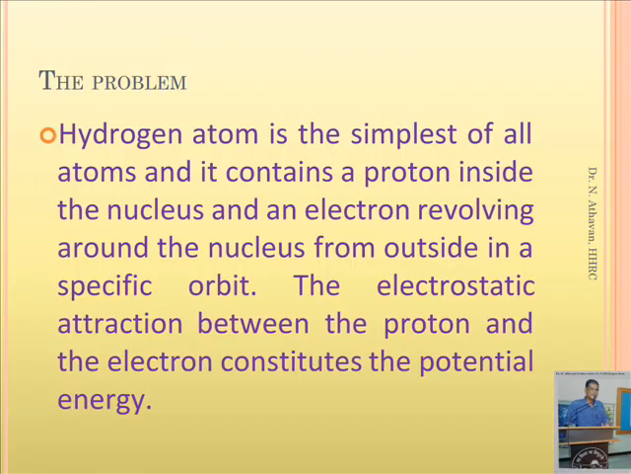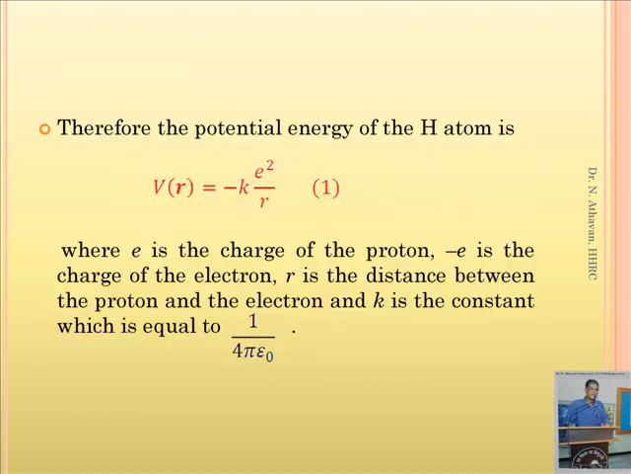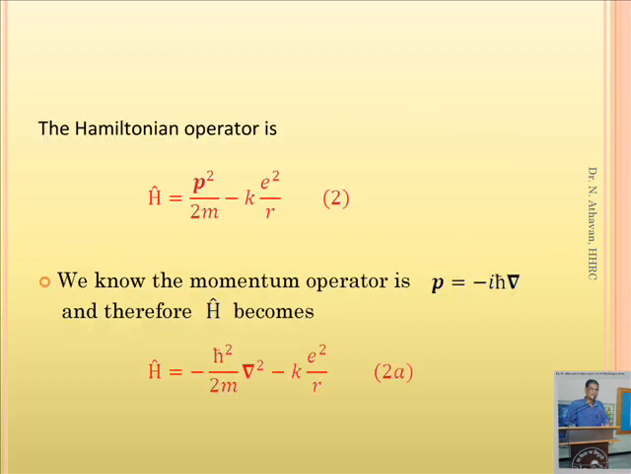Hydrogen atom is the simplest of all atoms, and it contains a proton inside the nucleus and an electron revolving around the nucleus from outside in a specific orbit proposed by Niels Bohr. The electrostatic attraction between the proton and the electron constitutes the potential energy. The potential energy of the hydrogen atom is V(r) = -k e^2 / r, where e is the charge of the proton, -e is the charge of the electron, r is the distance between the proton and the electron, and k is the constant, which is equal to 1/(4 pi epsilon 0).